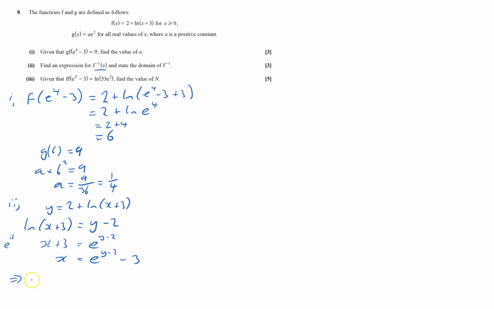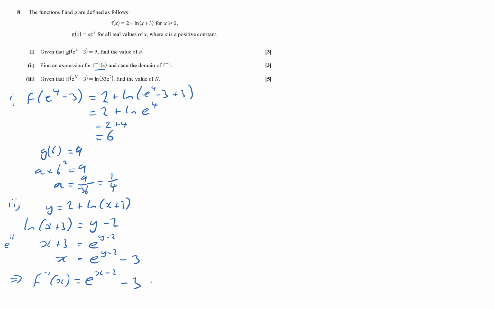And therefore, write properly, the inverse f to the minus 1 of x equals e to the x minus 2, minus 3, because we don't want a y in it, because it's a function in terms of x. So that's what it is.